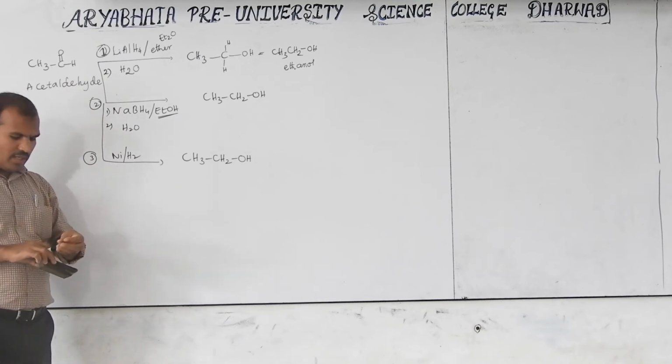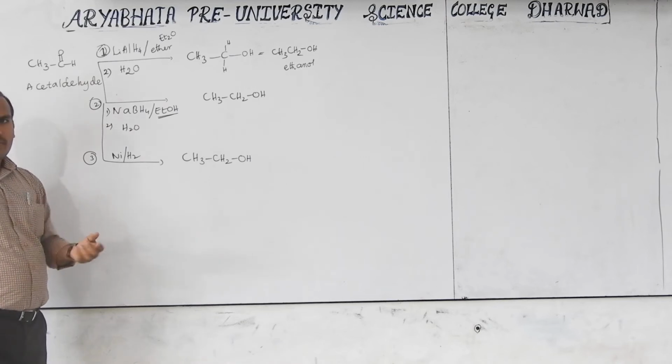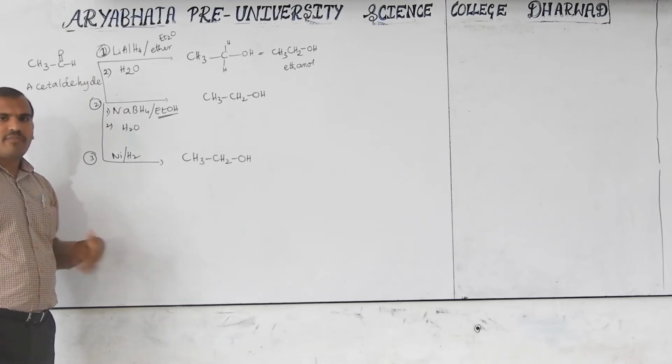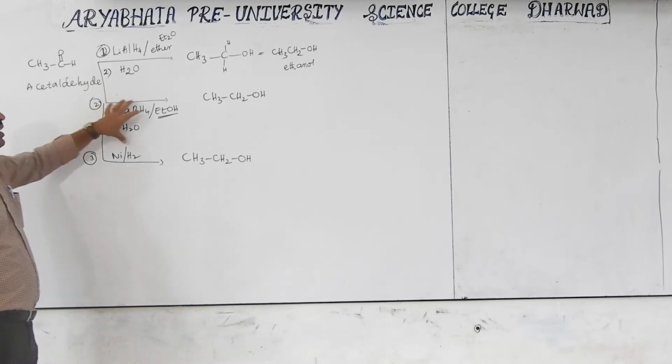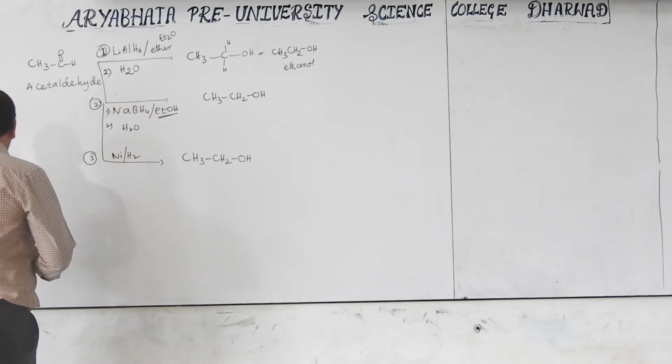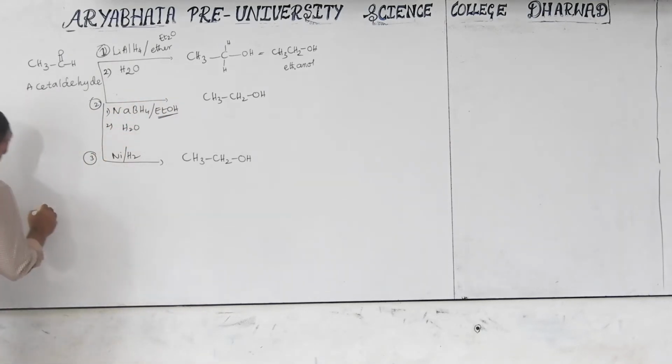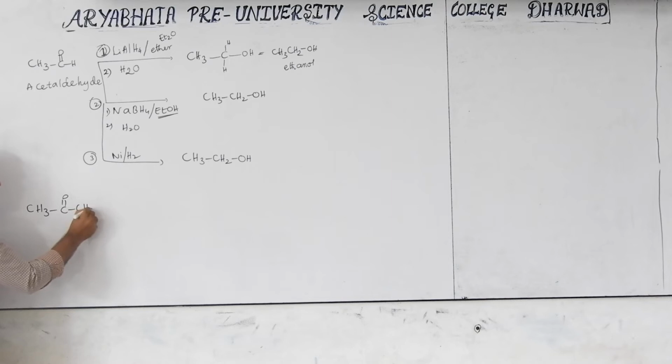You may also study this in surface chemistry. This is called heterogeneous catalysis. The other reagents are somewhat difficult to use, but this is very easy to do. Next, you can take the ketone. Ketone means CH3, C double bond O, CH3.